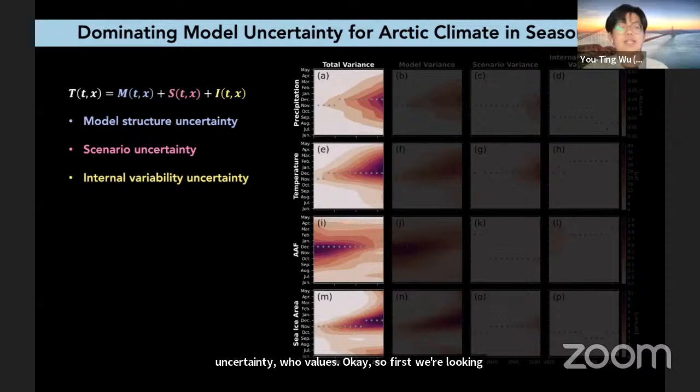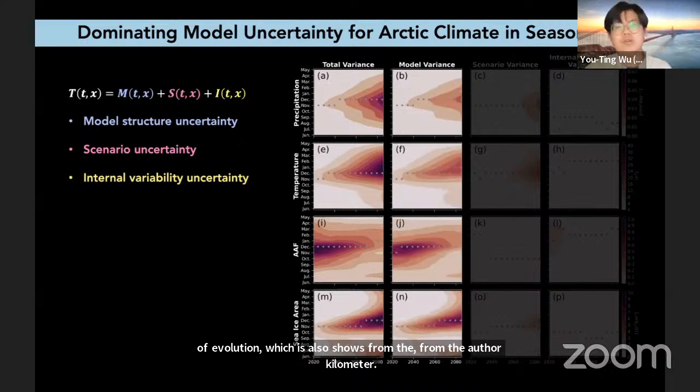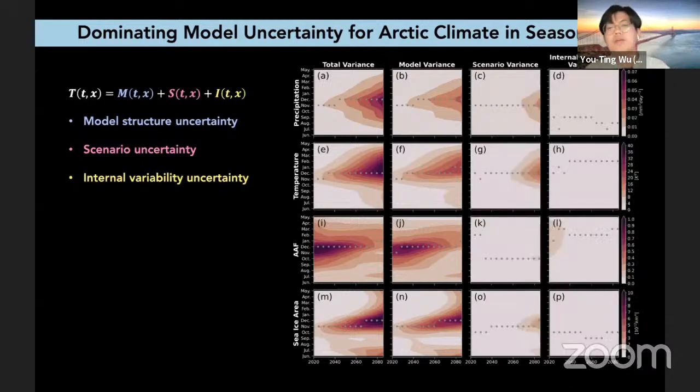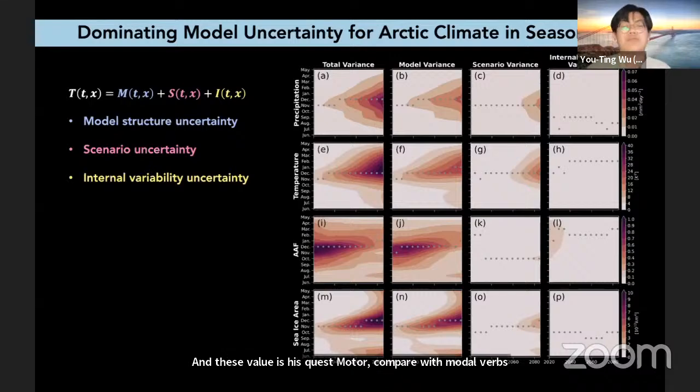It shows that these 4 variables show a clear seasonal evolution, which also shifts from autumn to winter. And compared with the model variance, it also shows a clear seasonal evolution, and this signal is quite similar. We next compare with scenario and internal variability uncertainty. The scenario and internal variability do not show clear seasonal evolution, and their values are quite small compared with model variance. So we can know that the model uncertainty will dominate the total uncertainty in this seasonal evolution.